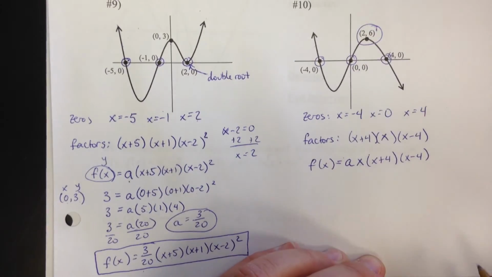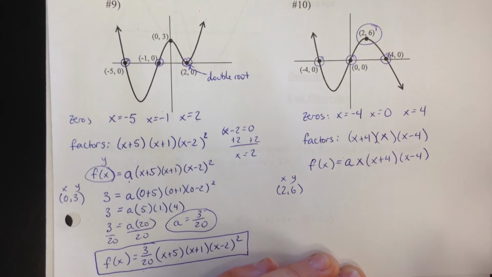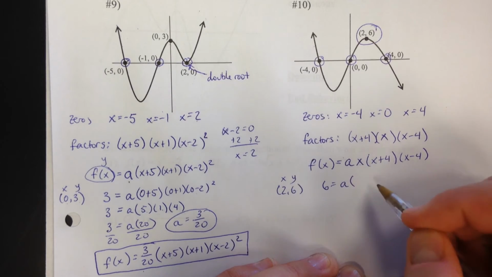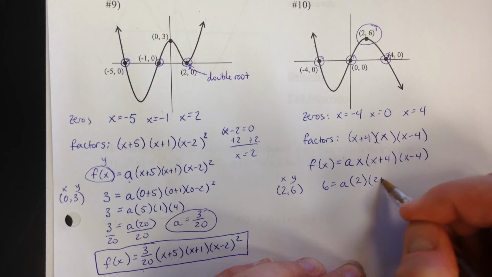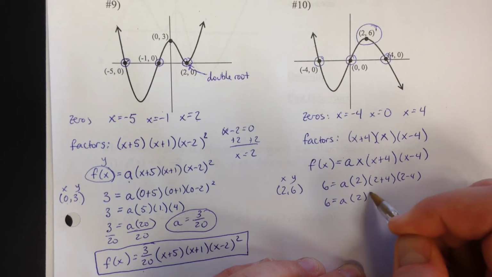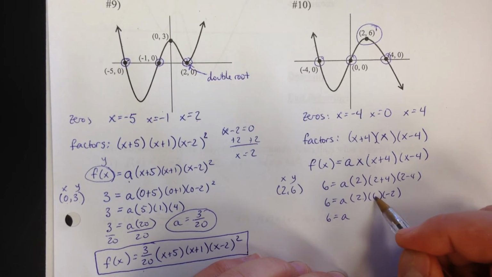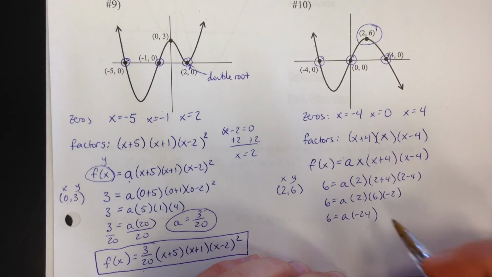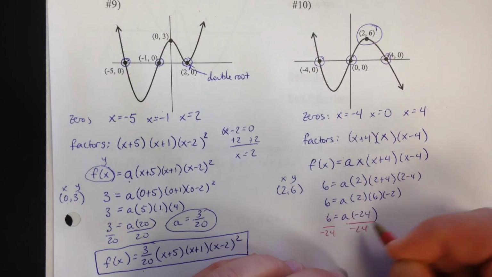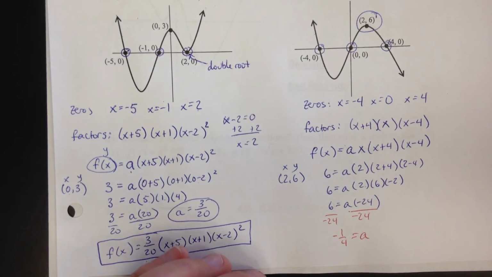We do have a point, 2, 6. So I'm going to use 2, 6 for x and y. The y value is the outcome. That's your f of x. So 6 equals a times 2. So 2 goes in for the x's. Now we're going to work it out. So 2 times 6 times -2. 2 times 6 is 12, times 2 is -24. Okay, we'll finish it off. We'll divide by -24. Always reduce a fraction, so that's -1/4 is a. So that's our lead coefficient.